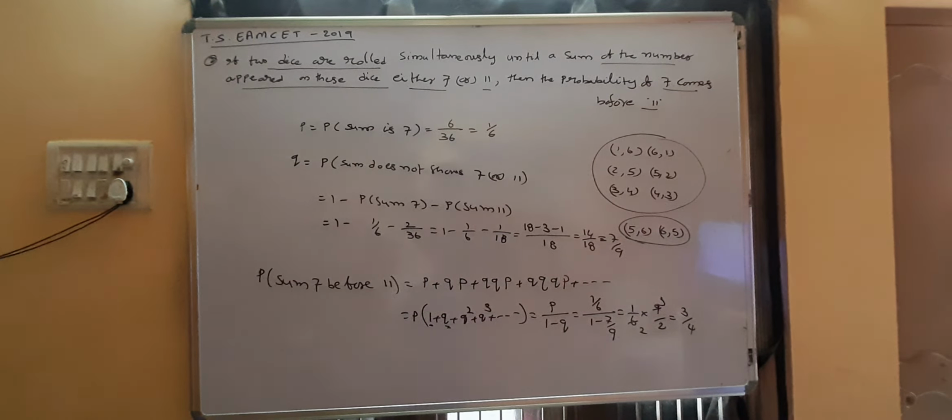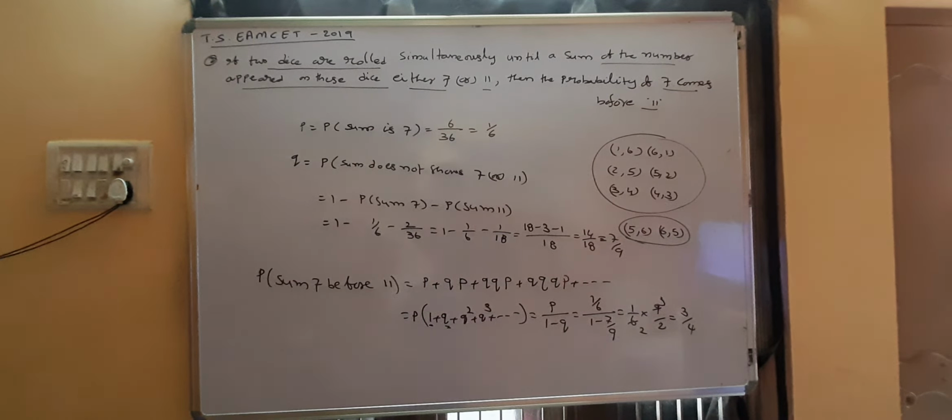Coming to the next question: a box contains 10 mangoes. Total 10 mangoes are there, out of which 4 are spoiled, meaning 4 are damaged. That means 10 minus 4, 6 are good mangoes. 2 mangoes are taken at random, one after another. If one of them is found to be good, find the probability that the other one is good, meaning the second one is also good.